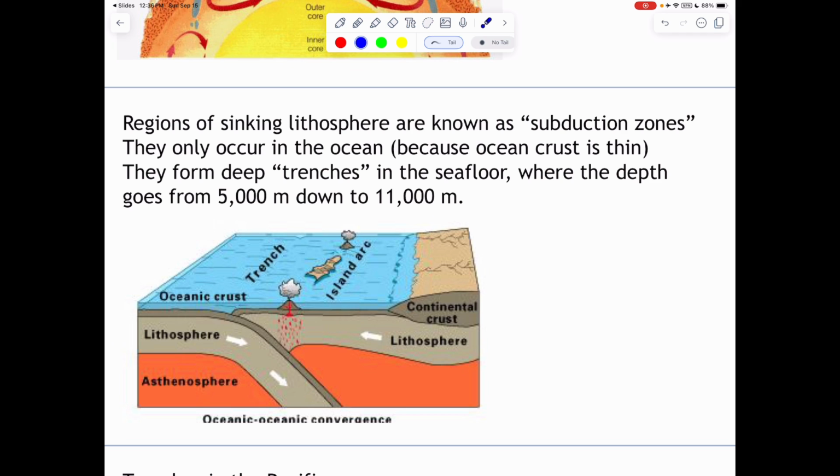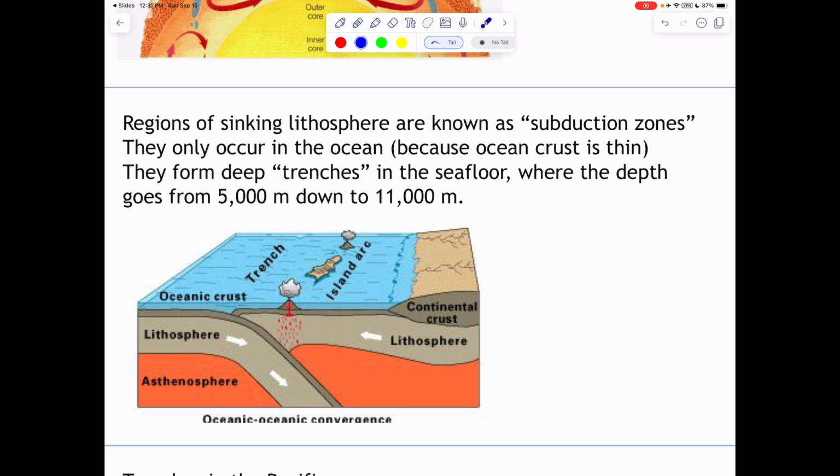All right, these sinking regions are known as subduction zones. They occur in the ocean, and sometimes we'll see it with continent to continent, but primarily in the ocean because this ocean crust is so thin. And we're going to get trenches when this happens in the seafloor, where all of a sudden our depth is going from like 5,000 all the way down to 11,000 meters. So wherever this trench is going to be very, very, very deep, that is a sign of this subduction. Subduction means that one plate is going underneath the opposite plate.